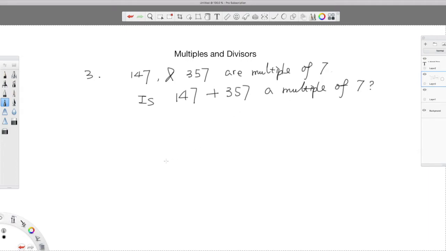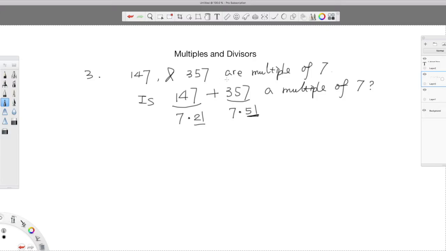Well, in here, you really should think about the definition of a multiple of 7. A multiple of 7 means that it's 7 times something, right? So the fact that 147 is a multiple of 7 means it's 7 times something. In fact, here it is 21, right? And 357 is a multiple of 7, and 357 can be written as 7 times 51. The fact what those two numbers are is not really important. The important thing is 147 can be represented as 7 times something, an integer, and 357 is also 7 times something.